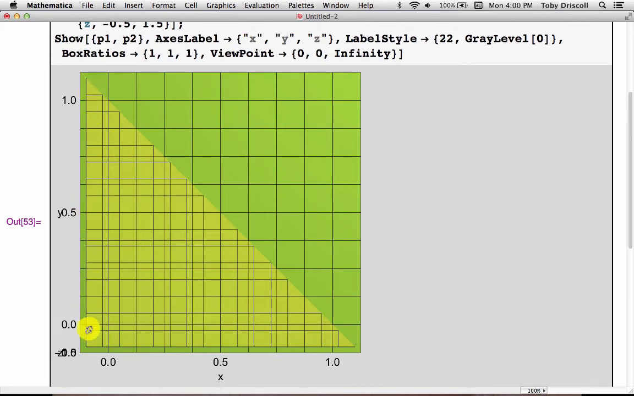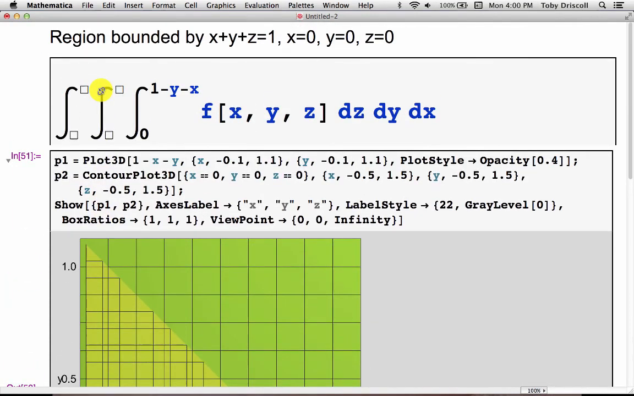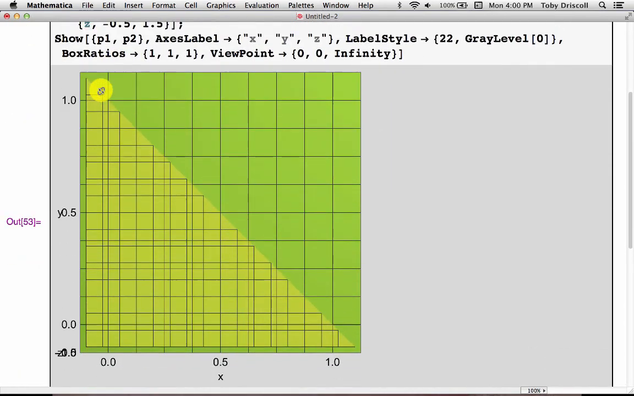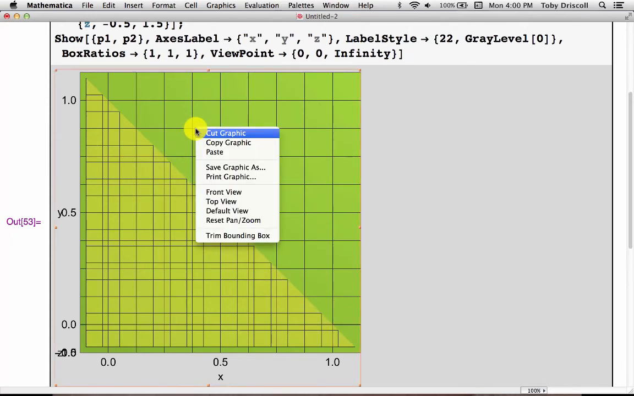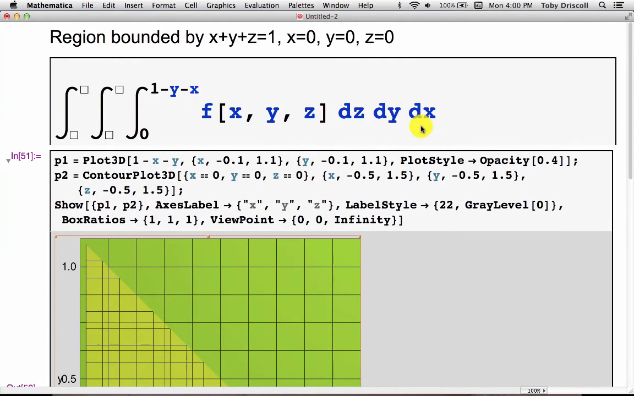Well, it's bounded by x equals 0, y equals 0, and this line, which is x plus y equals 1. Now, how do I know it's x plus y equals 1 without even doing any algebra? Well, remember, when it intersects that edge of the triangle, that's when z is equal to 0. When z is equal to 0 along that top plane, we just have x plus y equals 1.